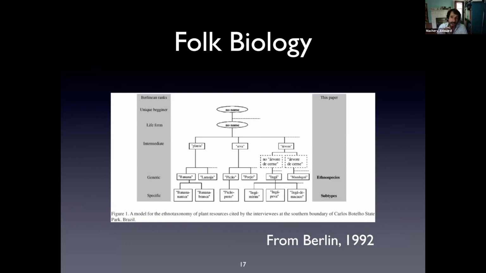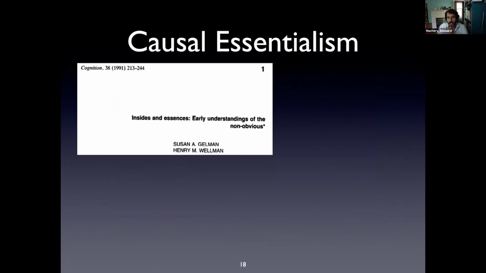And one of the ranks of this hierarchy is extremely important for lay thinking. And that's going to be the second rank here in the hierarchy, starting from the bottom. The one that's called generic species or ethnospecies in this work from Berlin, 1992. Why is that very important? Well, because that's the rank in the hierarchy where people are going to postulate that conspecifics, members of the same generic species or ethnospecies, share what psychologists call a causal essence, or for short, an essence.